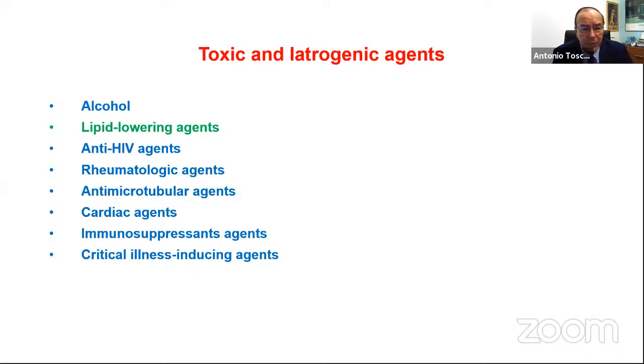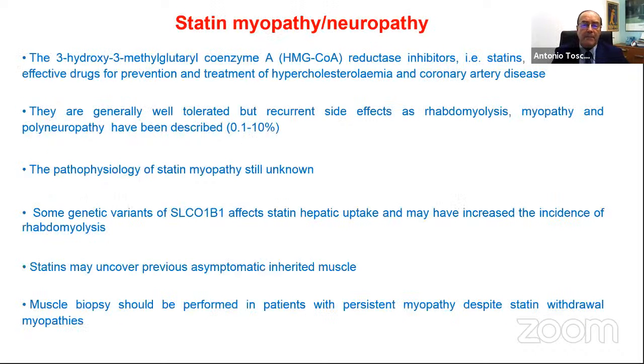And here, another group of agents that can cause neuromyopathy are the lipid-lowering agents. Particularly, you all know the statins, which are very important drugs for prevention and treatment of hypercholesterolemia and coronary artery disease. And there is a large variety of situations, from 0.1 to 10% of cases, that can have rhabdomyolysis, myopathy, or neuropathy. We still don't know exactly all the components of the pathophysiology of statin myopathy, but we know that there are some patients that are particularly prone to rhabdomyolysis when they have a genetic variant of the SLCO1B1 gene that affects the hepatic uptake of statin, and might increase the possibility of an elevation of CK.